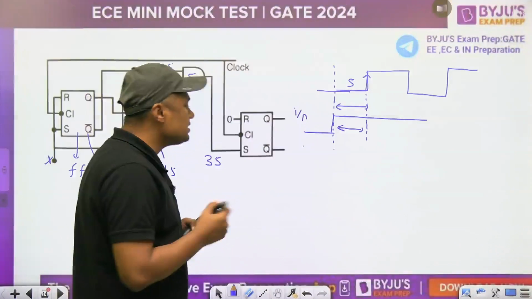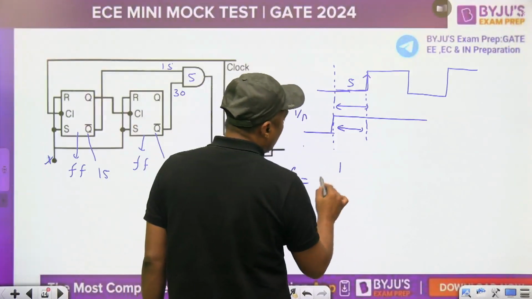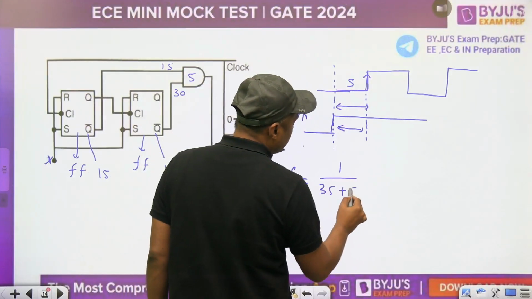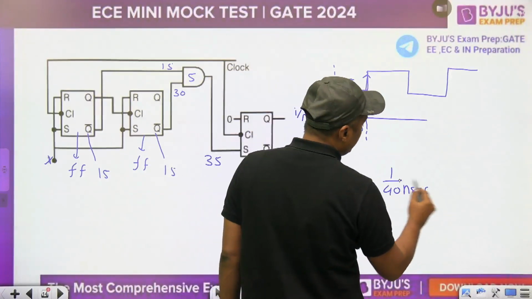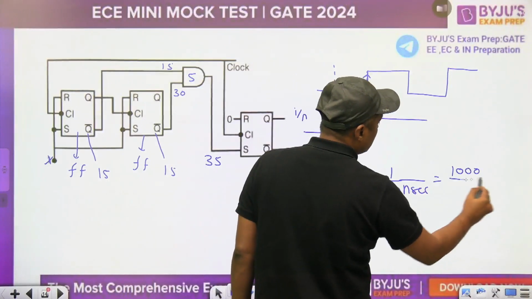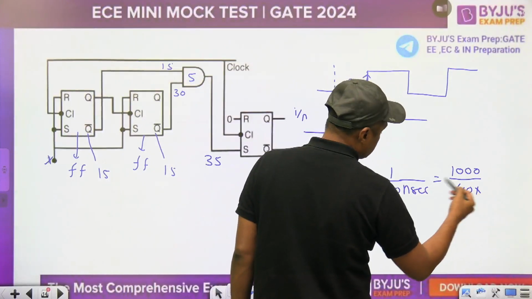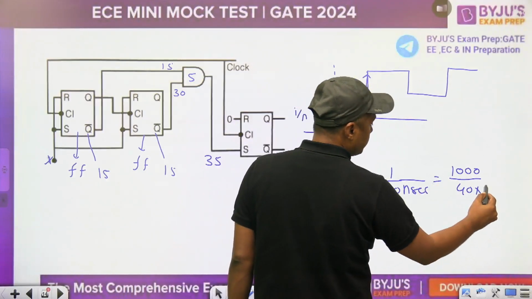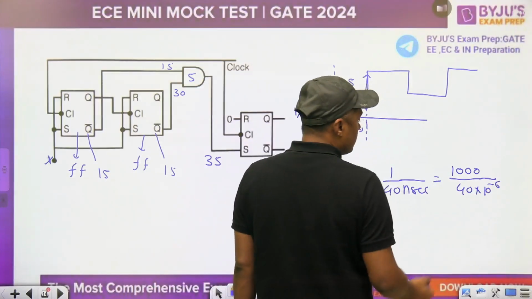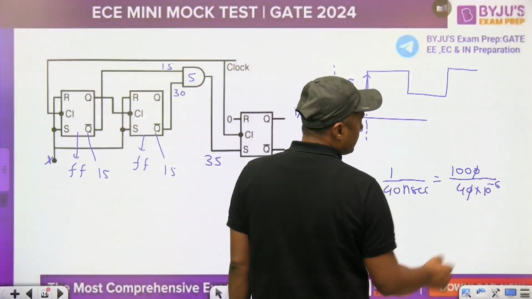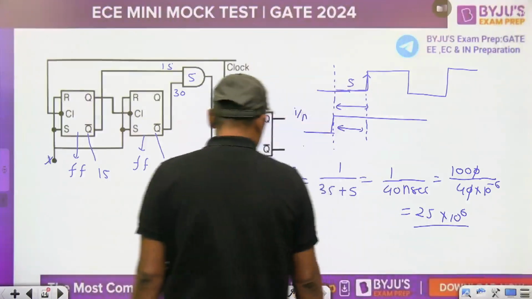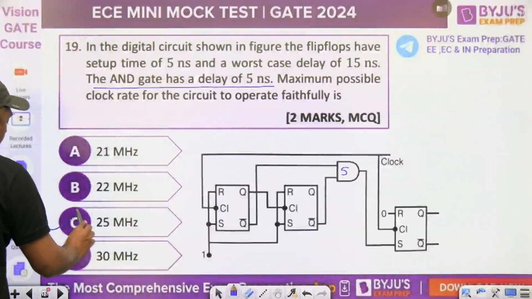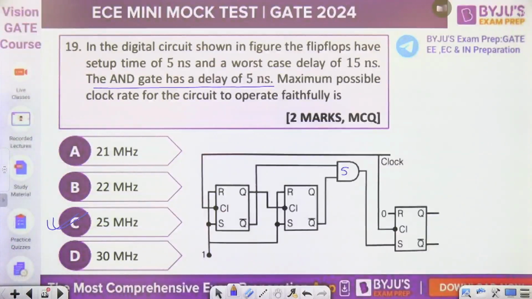Then what is the frequency of the clock pulse? 1 by 35 plus 5, that is 40 nanoseconds. You can write 1000 divided by 40, into 10 raised to minus 6 for micro. Then you can solve it. This is 25 into 10 raised to power 6, which means 25 megahertz. So 25 megahertz is the clock frequency for this question, guys. Next one.